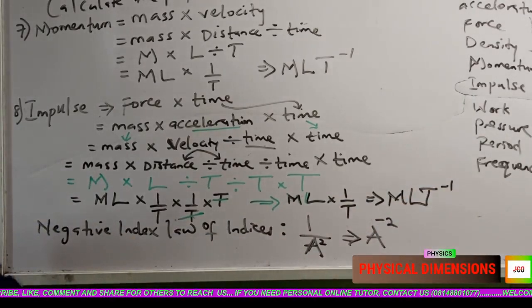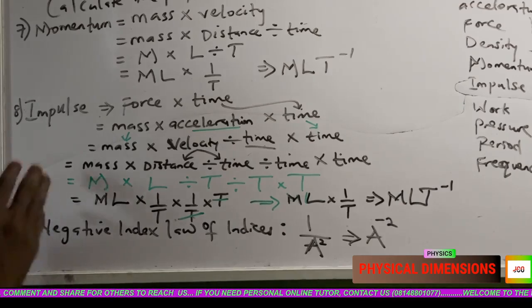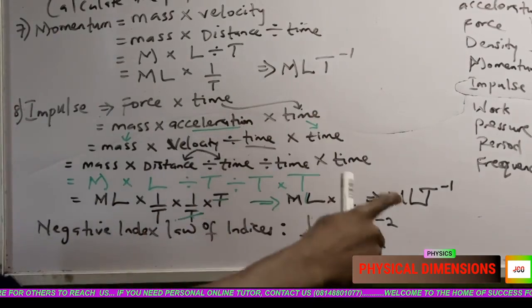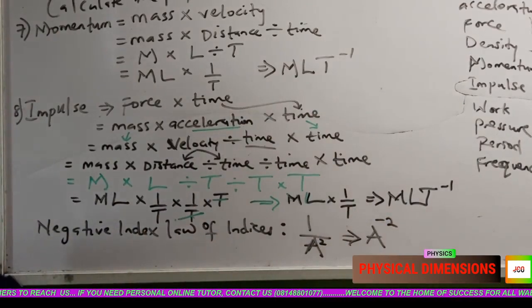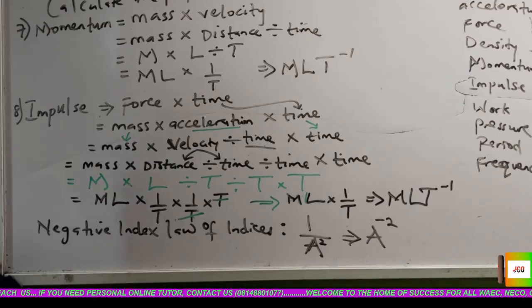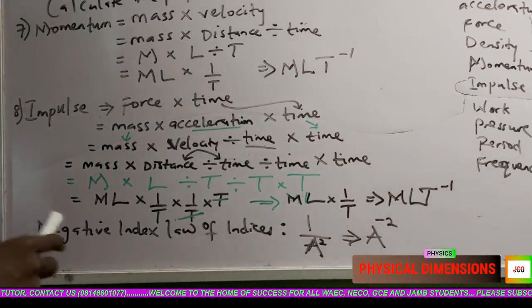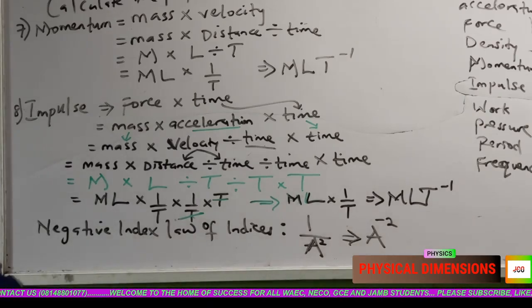I solved this on the same board where I solved momentum, just to show you that the dimension of momentum is the same thing as the dimension of what? Impulse. That is why we say impulse and momentum have the same quantity. So in our next class, we are going to continue in our episode.